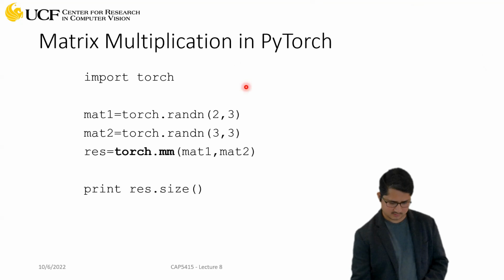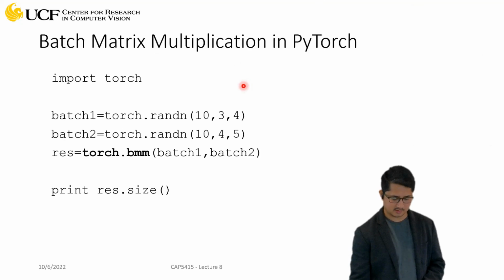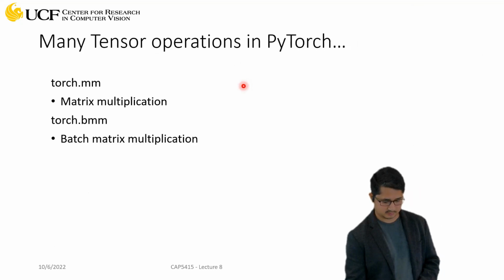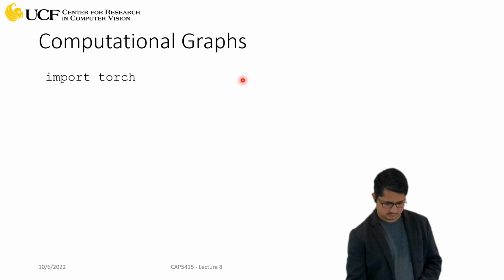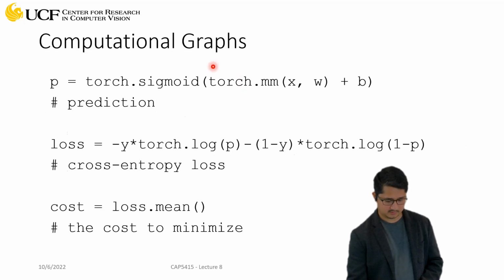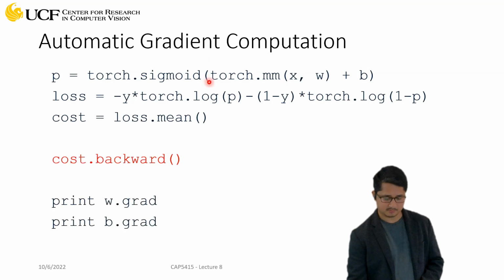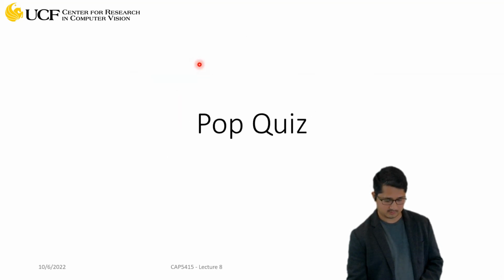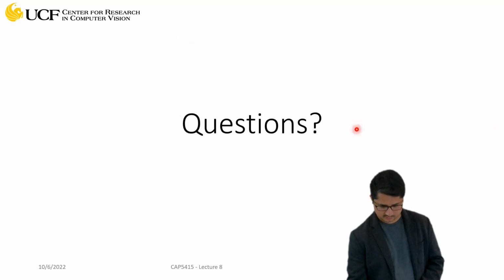Okay, so that was the first part, just the basics like how to define variables, how to use it for your networks. Now let's jump into, oh, we have a pop quiz actually. I think there's a question first. Let me go through that.